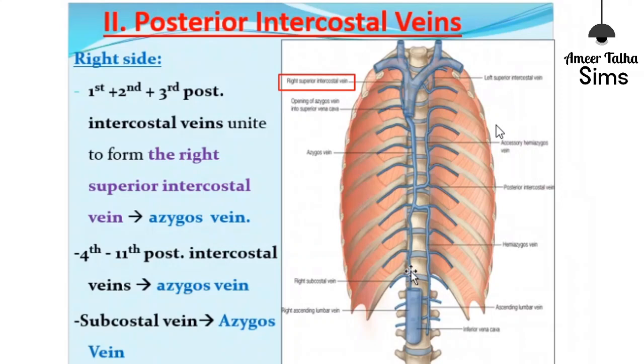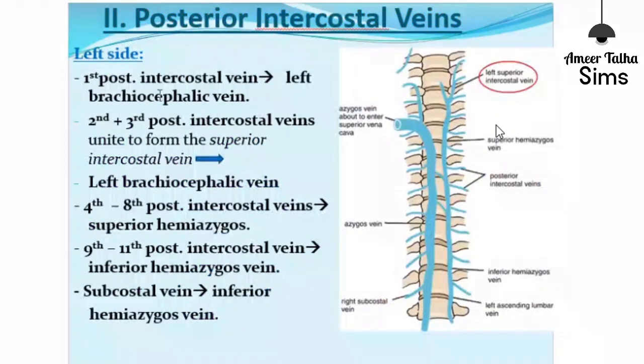While on the left side, the first posterior intercostal vein drains directly into the left brachiocephalic vein. Second and third unite to form superior intercostal vein, which also drains into left brachiocephalic vein, while the 4th to 8th posterior intercostal veins drain into the superior hemiazygos vein. And the 9th and 10th and subcostal vein drain into the inferior hemiazygos vein. Azygos venous system you will discuss in detail in the next lecture with the mediastinum topic, right?